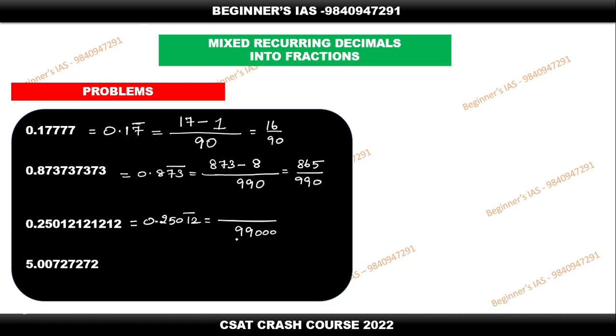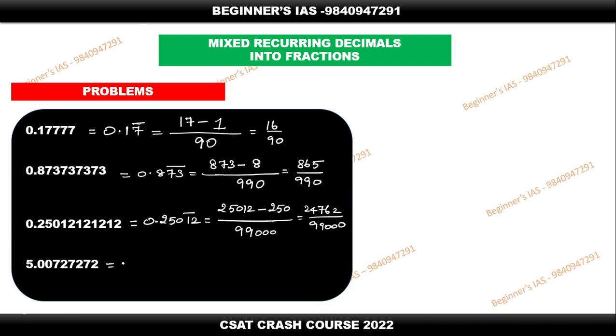So in the numerator, what you need to do? In the numerator, total number 25012 minus non-recurring number. So that is, you need to be very careful. Therefore 250. So which is nothing but 24762 by 99000. So this is the answer. Yes, this is also very important question. You need to be very careful here.